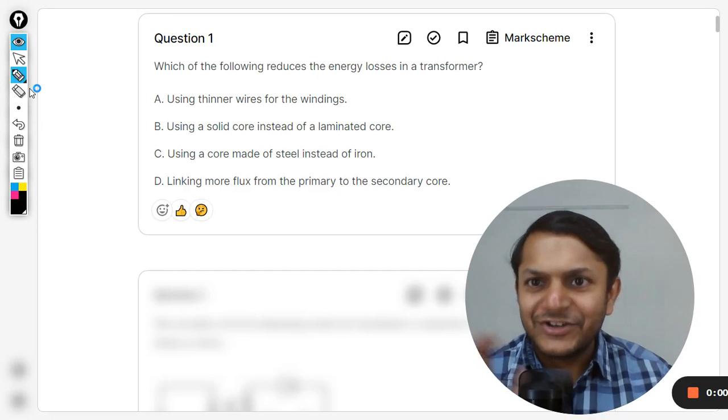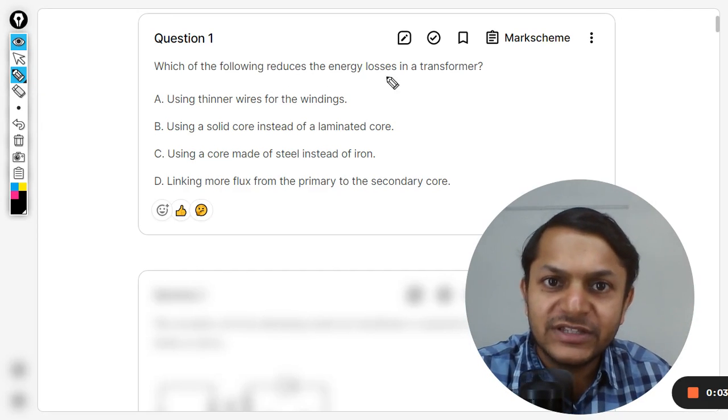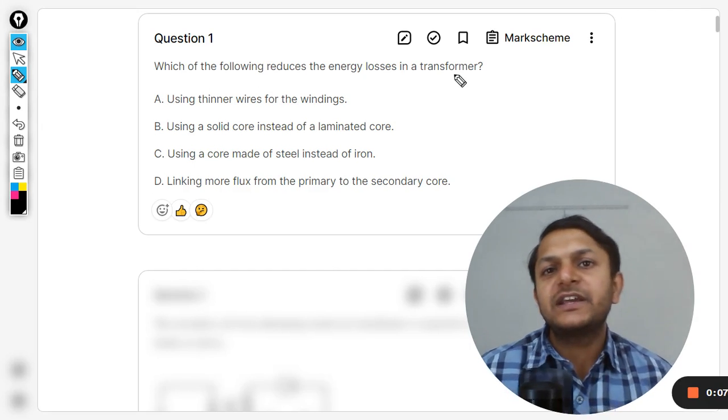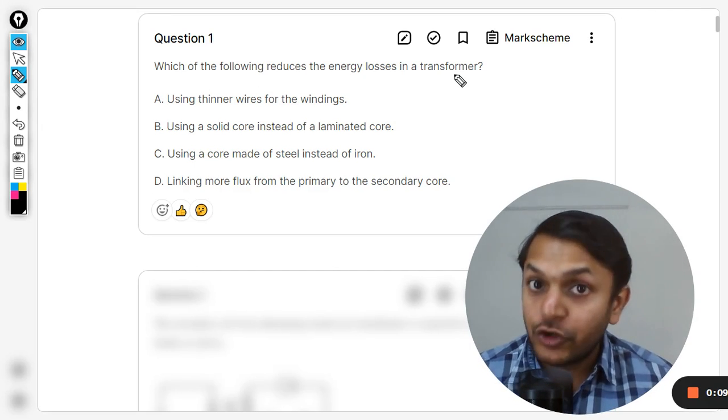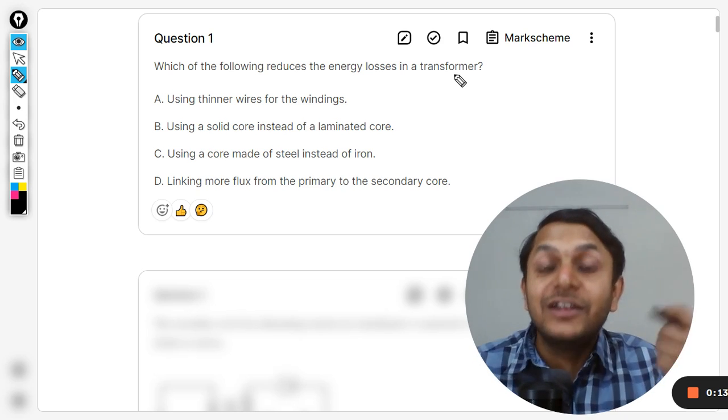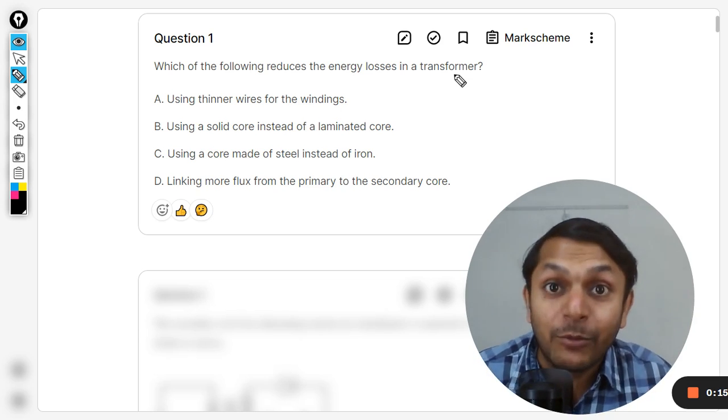Let us see what is there in this question. Which of the following reduces the energy losses in a transformer? So we are basically working with the transformer and we want to reduce the losses. Before reducing the losses, we must understand what are the losses which are associated with the transformer.